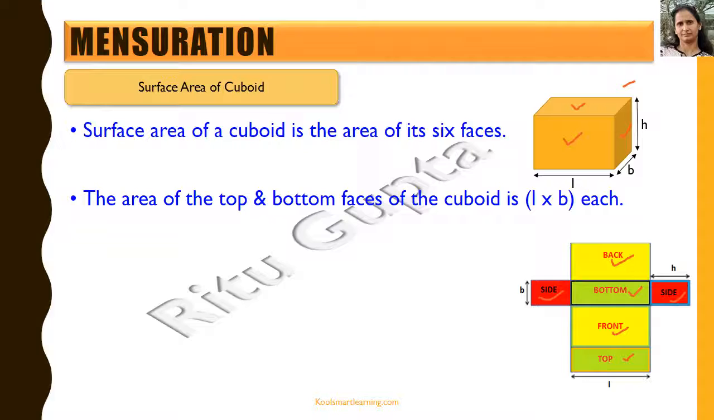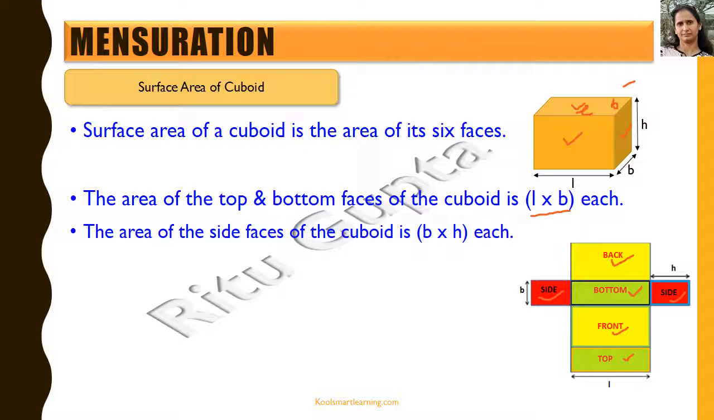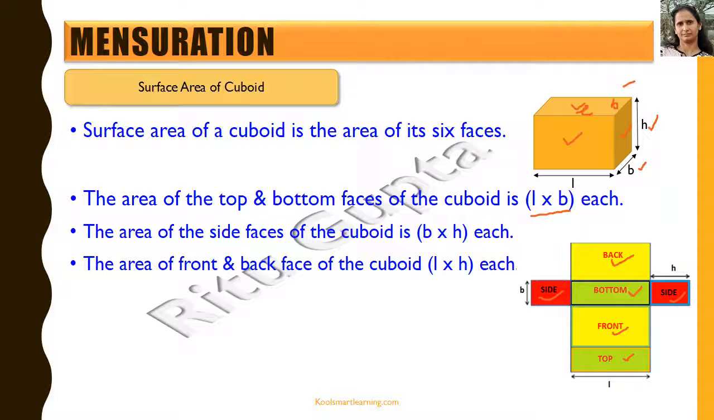So we could say that the surface area of the cuboid will be the surface area of the 6 faces added together. Top and bottom have dimensions L and B, so the area of each of those would be L into B. Similarly, the area of each side face will be B into H, because the side face is of dimension B by H. And the area of the front and back face would be L into H each. So adding them together, the total surface area of the cuboid will be 2 times (LB plus BH plus LH).